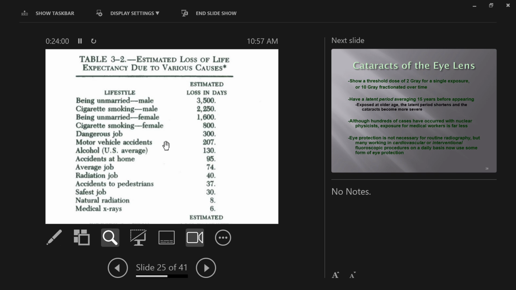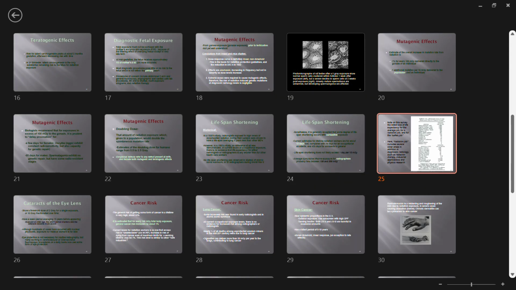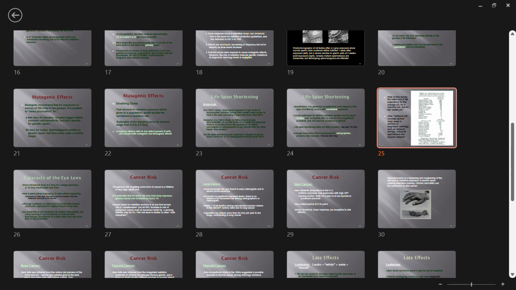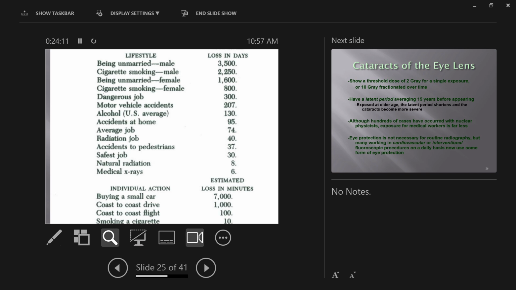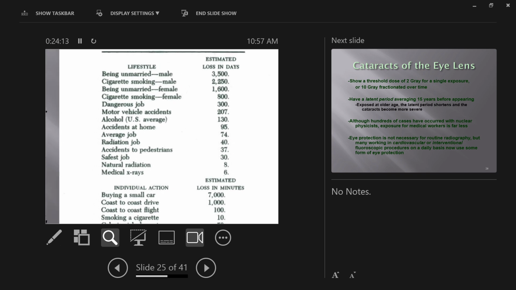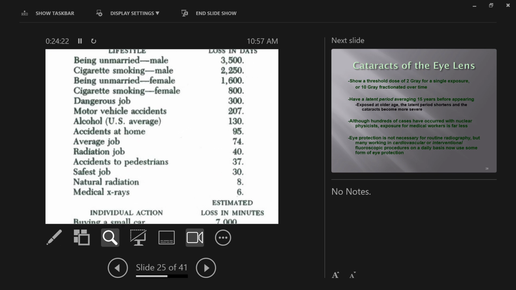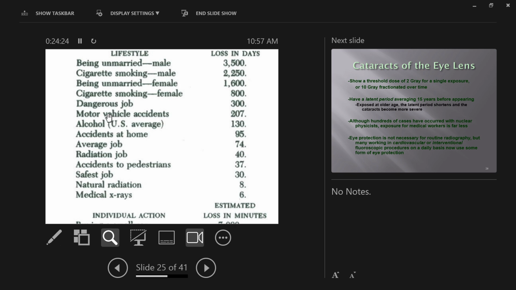And then there's another one I'm going to use here in a little while, I think. Maybe not. Oh, no, I think it might be on the same one. Yeah, it is. But it gives you estimated loss of life in minutes based on distances that you drive, which is kind of neat. So the further you drive, the shorter your life's going to be, on average. Alcohol, 130 days shorter, okay? So then we got all these other ones. Accidents at home, 95 days shorter, right?